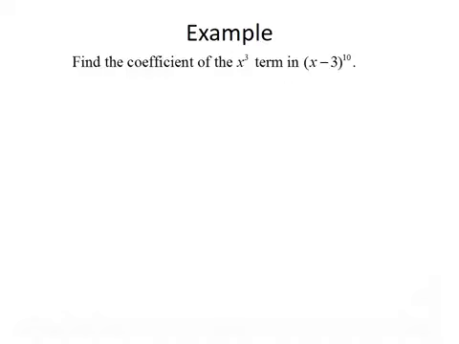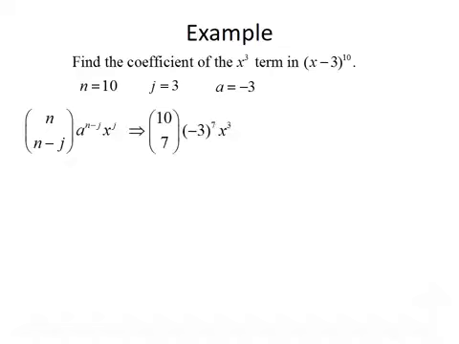So let's look at an example. We want to find the coefficient of the x cubed term in the expansion of x minus 3 to the 10th power. So for this expansion, n is equal to 10. We're looking for the cubed term, so j is equal to 3, and the a value from our expansion is negative 3. We'll use the formula from the previous slide, n choose n minus j, times a to the n minus j, times x to the j power, and that'll give us 10 choose 7, times negative 3 to the 7th power, times x cubed.